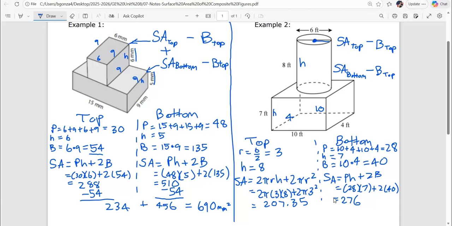276. Okay, now we found 2 total surface areas. Are we done? Of course not, because we need to subtract the base of the top.